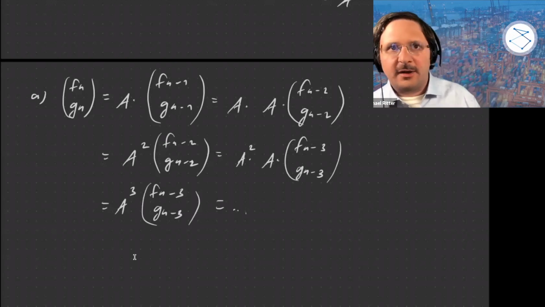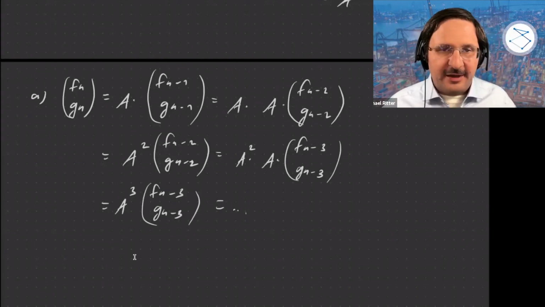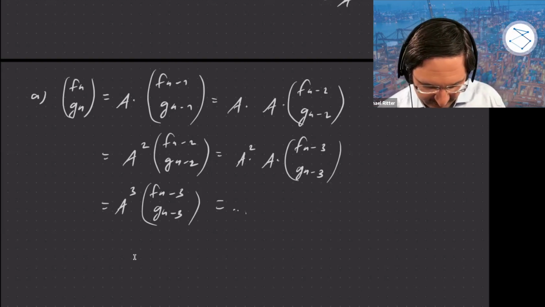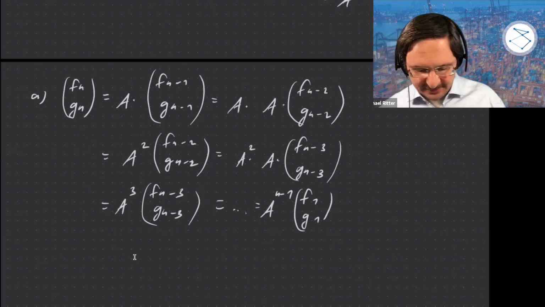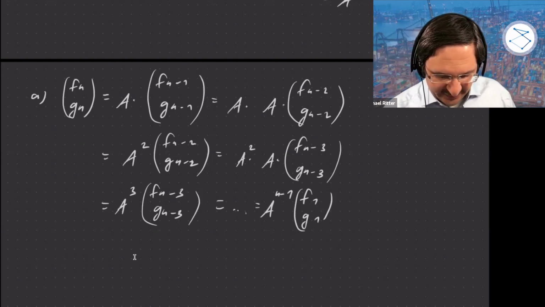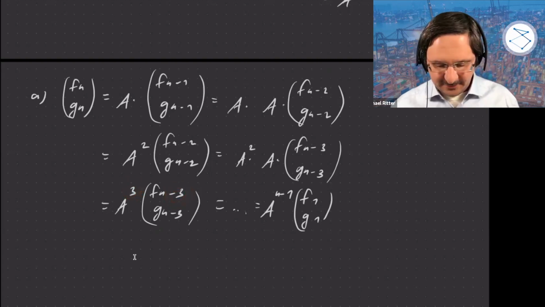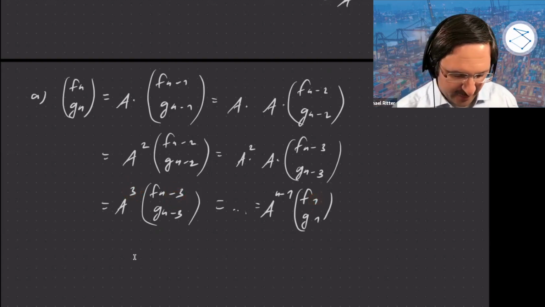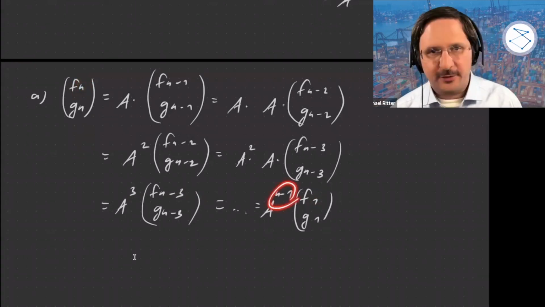And so on. And of course, if we repeat this until we arrive at f1 and g1, you can easily see that we need to do this until we get the n minus first power of a here, right? So basically, the power of a corresponds to what we subtract here. And to get to 1 from n, we need to subtract n minus 1. Yeah, so that's the power that we need here.